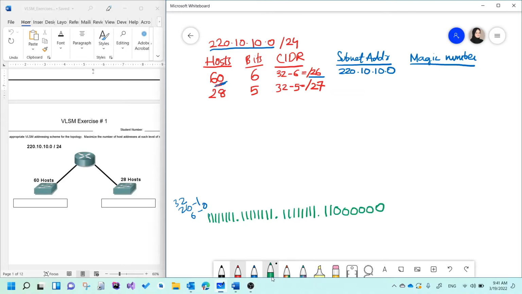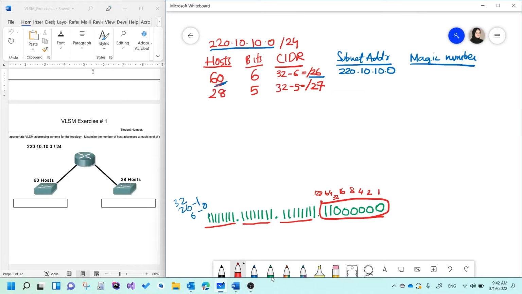Now you need to look at the octets. This is your first octet, this is your second, this is your third, and this is the fourth octet. You need to look at the octet that has the last one. In this case, this particular octet is the one that has the last one. You need to now compare this with the bit representation. So if I write here 128, 64, 32, 16, 8, 4, 2, 1.